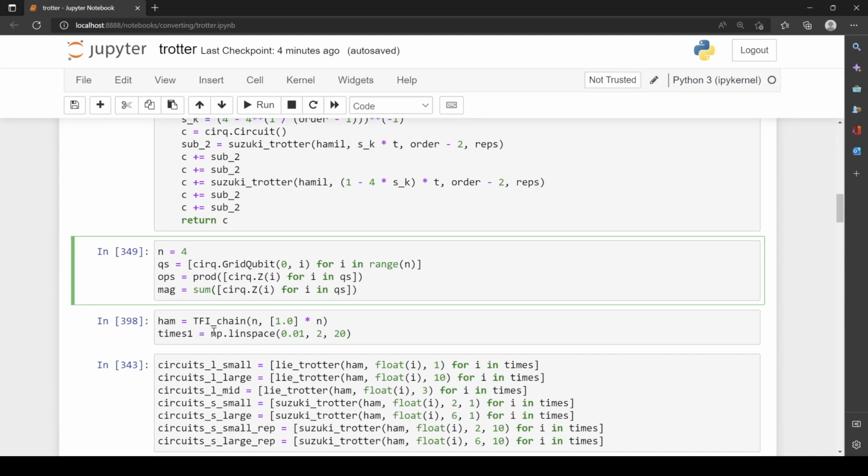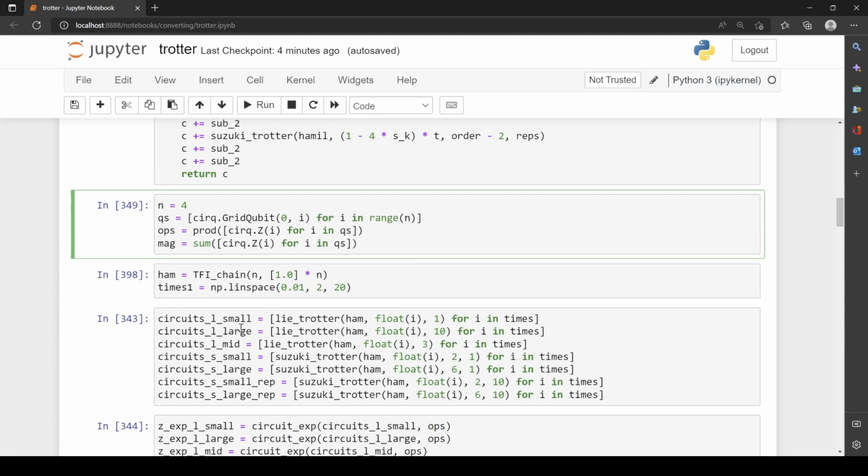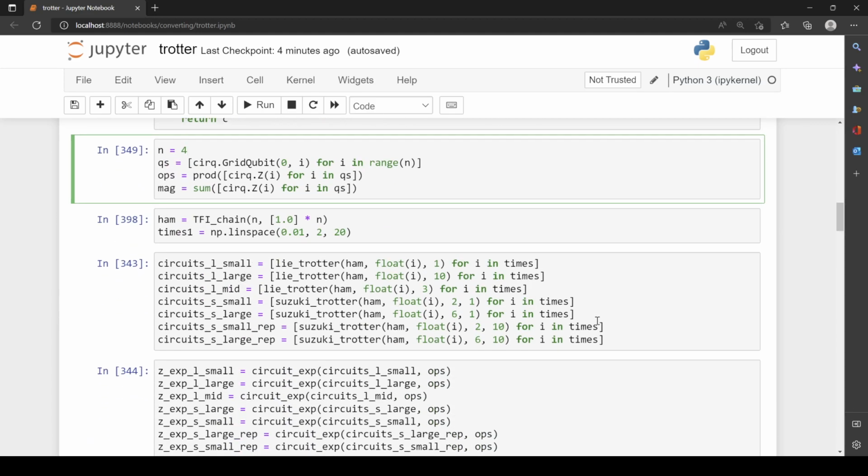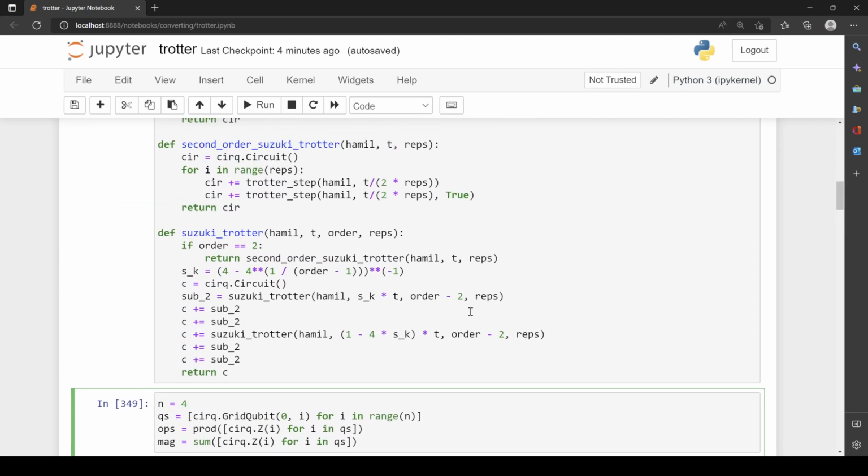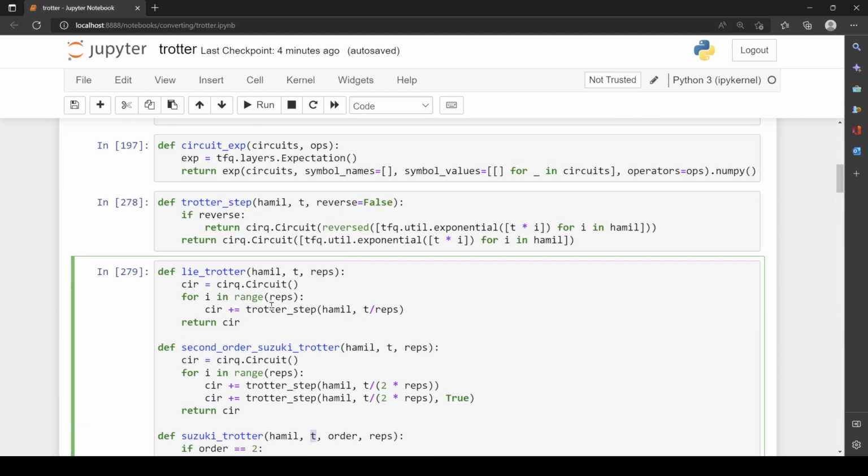We create our transverse field Ising model, define our time steps, create our circuits, and this is what would be improved, by the way, from replacing this. Rather than having t here be a number, have it be a parameter. That just gets passed. You wouldn't even pass it. It would just be a parameter here.